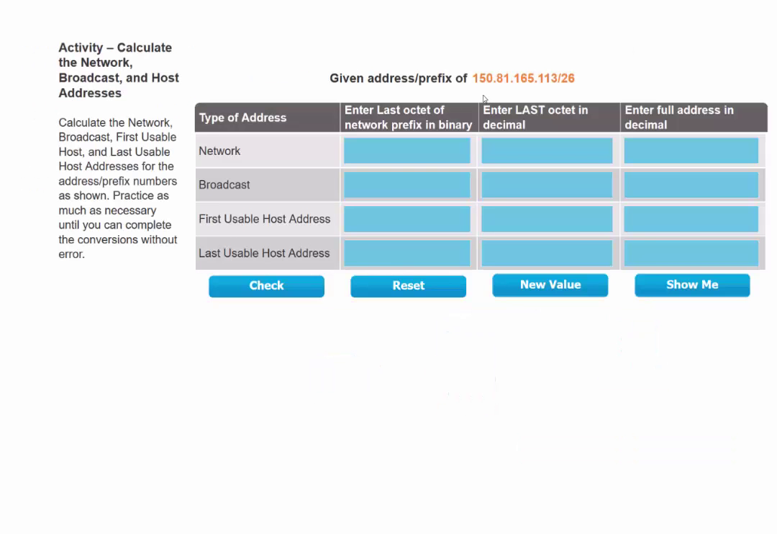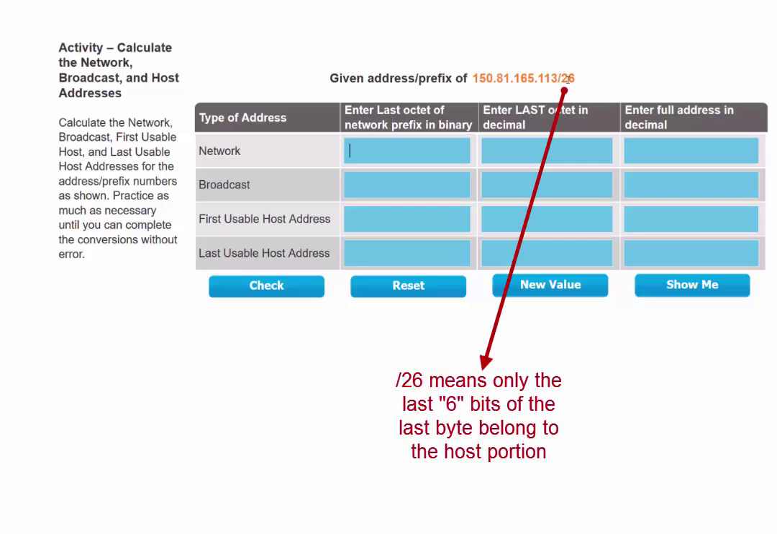This exercise shows how to calculate the network part and the host part, and how from that we can calculate the broadcast address and the first and last host addresses. The address is 150.81.165.113/26. We can recognize that only the last byte is the one we need to worry about, and in that case it's 113.